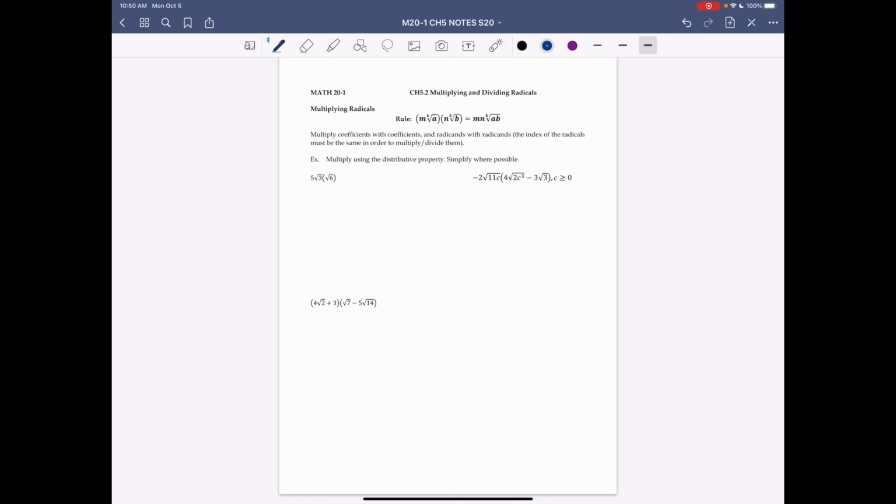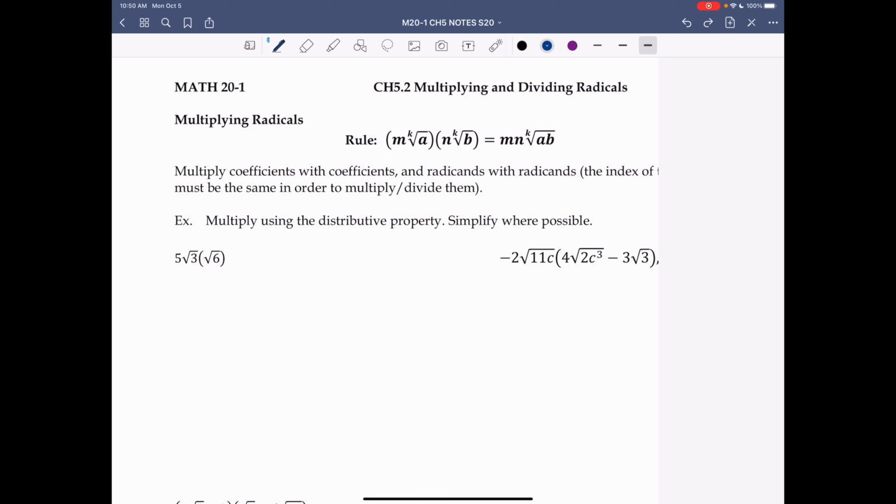Chapter 5.2, Multiplying and Dividing Radicals. When multiplying radicals, we multiply the coefficients with the coefficients and the radicands with the radicands. The index of the radicals must be the same in order to multiply or divide them. Example, multiply using the distributive property, simplify where possible.